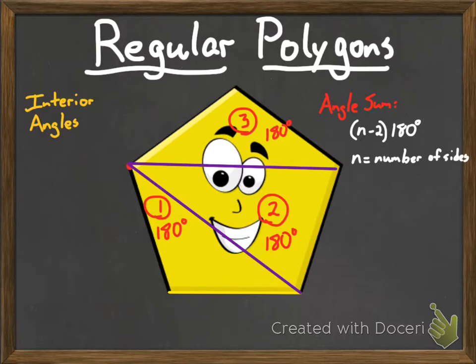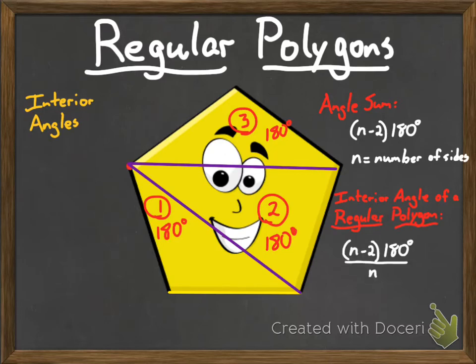Now if we do have a regular polygon, we can actually find what each individual angle is because they're all congruent, right? So in this case we would just have to divide by the number of angles that we have. And the number of angles of a polygon is simply the number of vertices, right? So we have 5 interior angles. So each interior angle of a regular polygon is n minus 2 times 180 degrees divided by n, which is the number of sides.